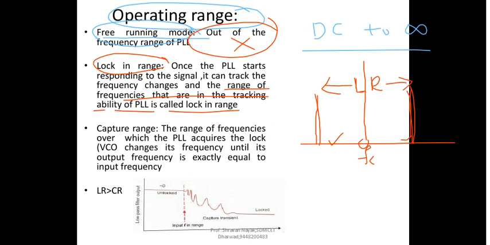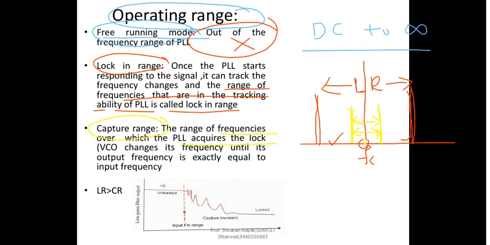Then the next one is the capture range. Now once the lock range is identified, the PLL should be able to capture these frequencies within a shorter range. This lock range is a wider range, right? So now you will have to make the system frequencies confine to either a single value or a small range of the frequencies. That is the basic objective of your PLL. So this is called the capture range, the range of frequencies over which the PLL acquires the lock.